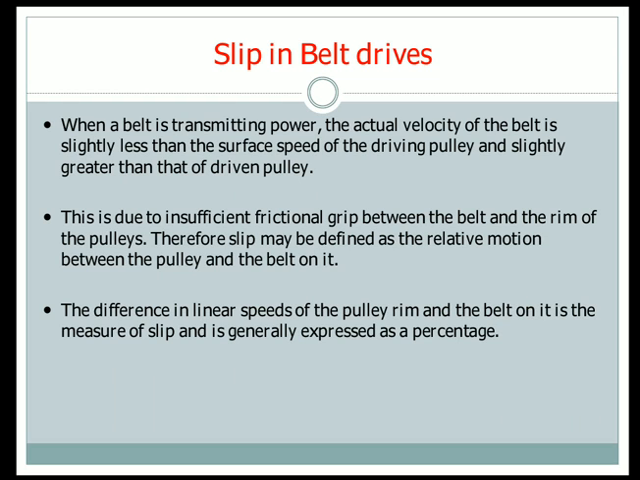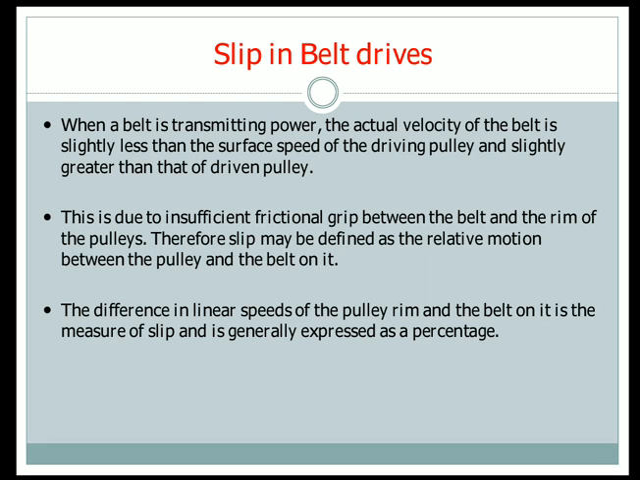The next concept is slip in belt drives. There is a concept of slip and creep, which is very important from both the examination point of view and the subject knowledge point of view. We shall see what slip is. When a belt is transmitting power, the actual velocity of the belt is slightly less than the surface speed of the driving pulley and slightly greater than that of the driven pulley. So when the belt is transmitting power, the surface speed of the belt will be slightly less than the speed of the driving pulley, and slightly more than the driven pulley.